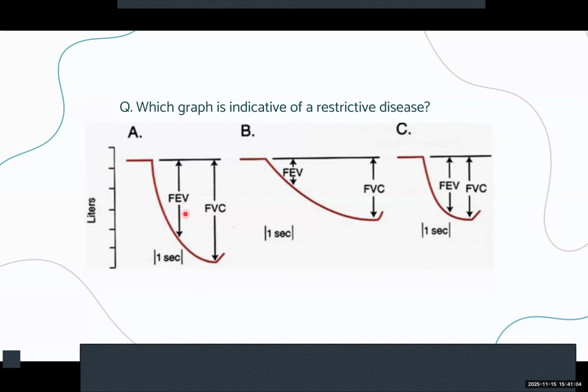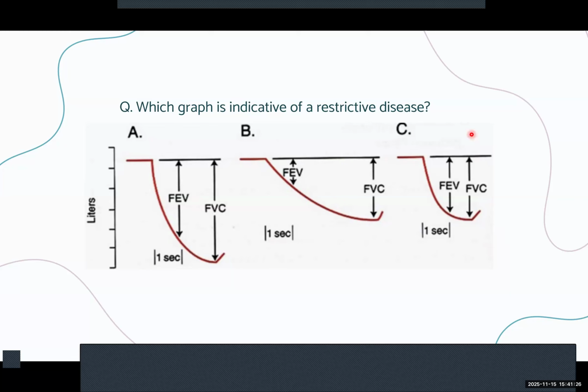So how much volume is this guy exhaling in 1 second? Normally, as you can see here, it's approximately 3 to 4 liters. But once you move on to obstructive pulmonary disease, you see in 1 second he barely exhaled anything compared to normal. So this tells you that there's a problem when he's exhaling, and problems with exhaling are related to obstructive disease.